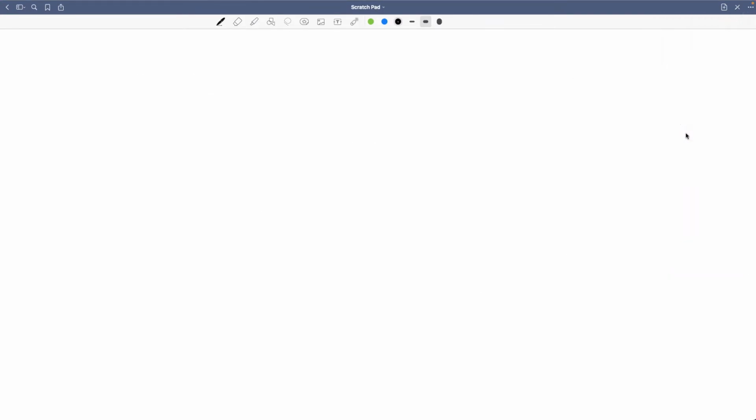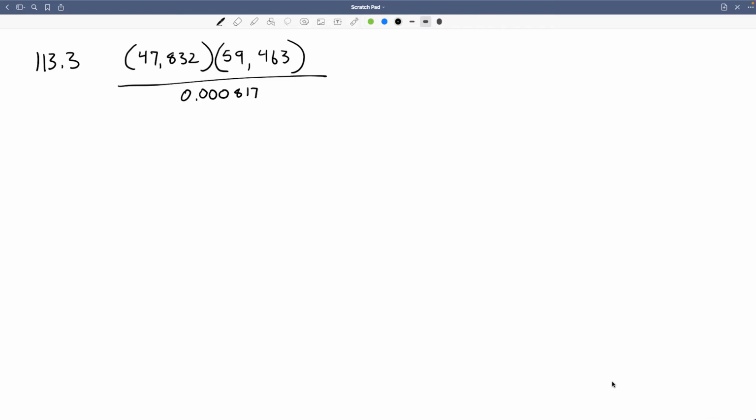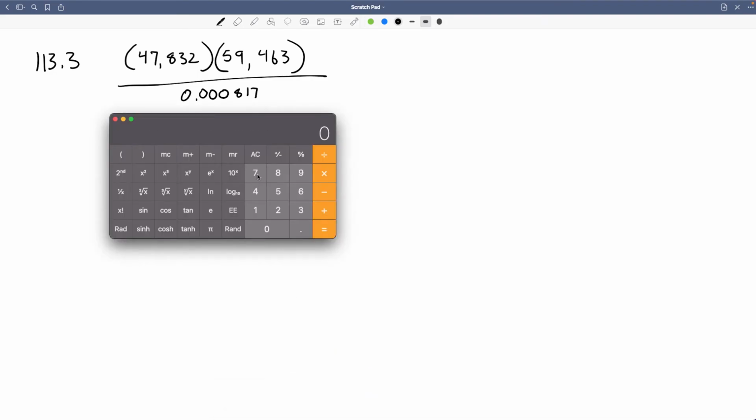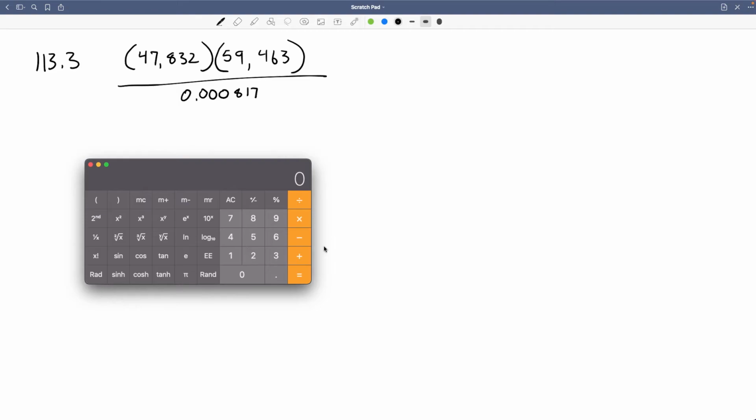Here we go. Let's clear this. Let's do 113.3. Let me write it up here for us. All right, so the first step, we're going to find the logarithm to put it into base 10.